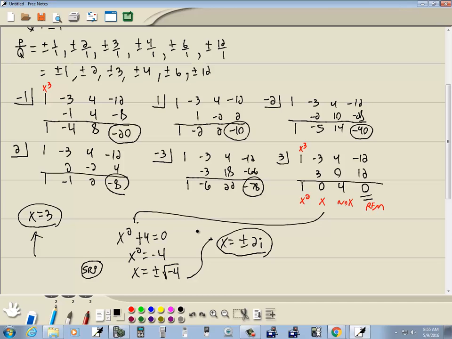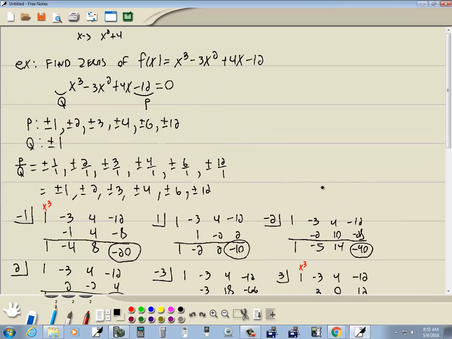Now, the question may have been, well, how do you decide what technique to use? Your goal is to get it down to the x squared level. Because if you can get down to the x squared level, then you can drop out and you can use another technique. So let me clear that off.